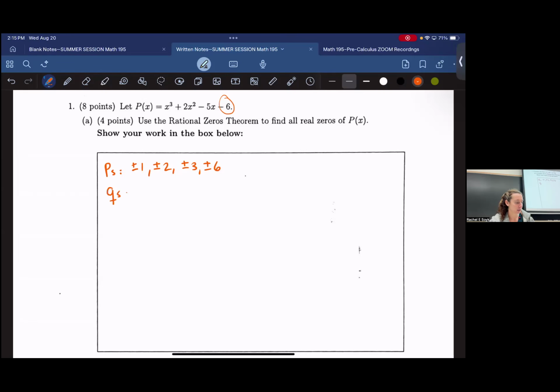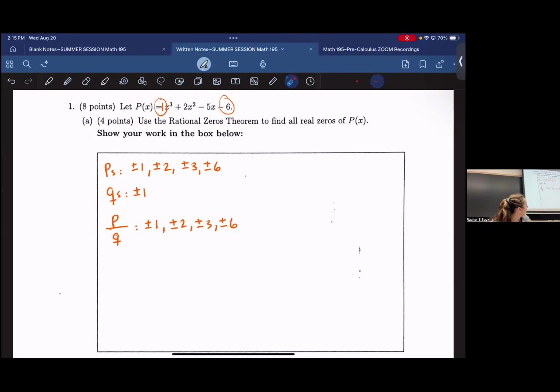And then for our Q's, we have our factor pairs of the leading coefficient, which is 1, and so we just have ±1. So P over Q literally just gives us the numerator, since our denominator is ±1. And what does this tell us? This gives us all of the potential zeros for this cubic function.